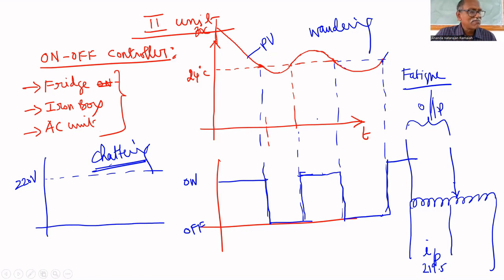Wandering we cannot remove. Wandering will always be there. But we can remove the chattering, and we can reduce fatigue failure. By removing chattering, we can reduce fatigue failure. If you remove chattering, stress will be less. That's why you can reduce fatigue failure. So how that works, we'll see now.